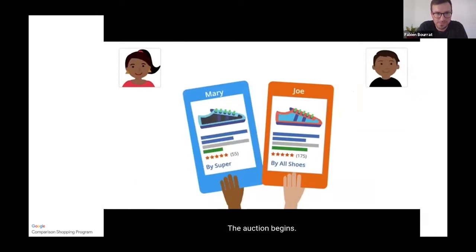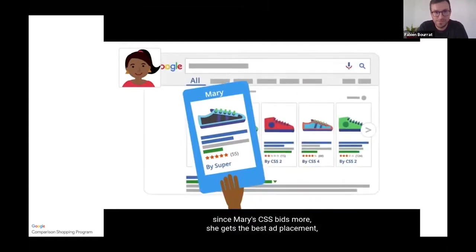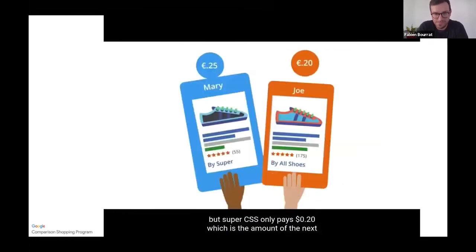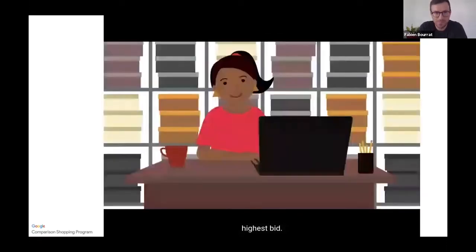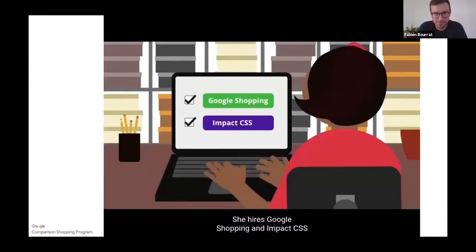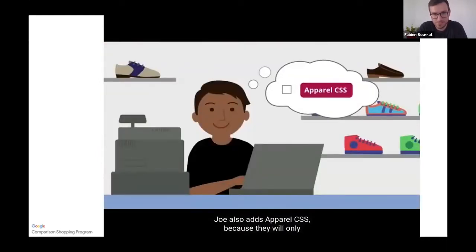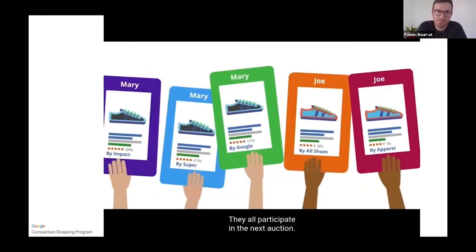The auction begins. Super CSS bids 25 cents to place Mary's ad, while All Shoe CSS bids 20 cents on Joe's behalf. Assuming all other factors were equal, since Super CSS bids more, Mary gets the best ad placement. But Super CSS only pays 20 cents, which is the amount of the next highest bid. Mary decides to work with additional CSSs. She hires Google Shopping and Impact CSS for the different pricing models and features that they offer. Joe also adds Apparel CSS because they will only charge him if his ads turn into a purchase. They all participate in the next auction.